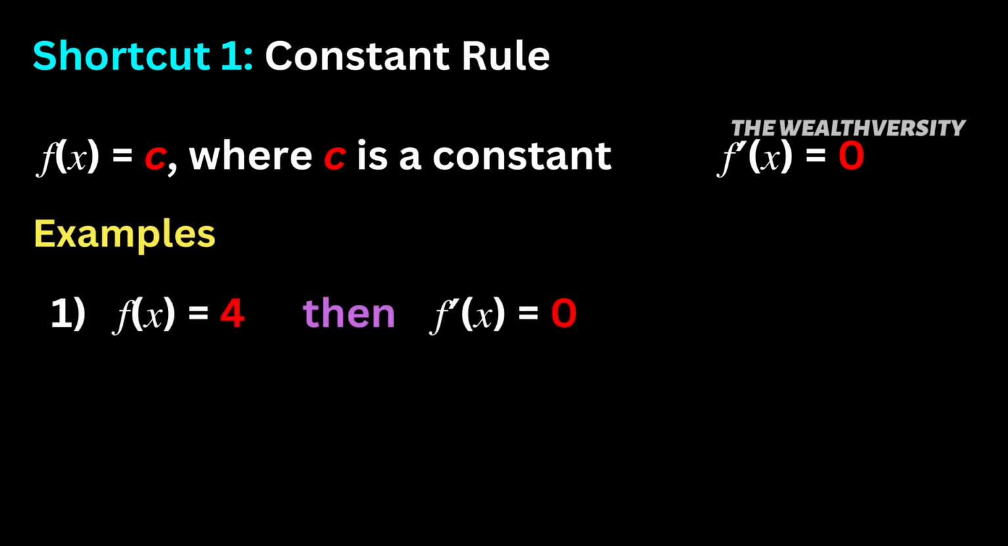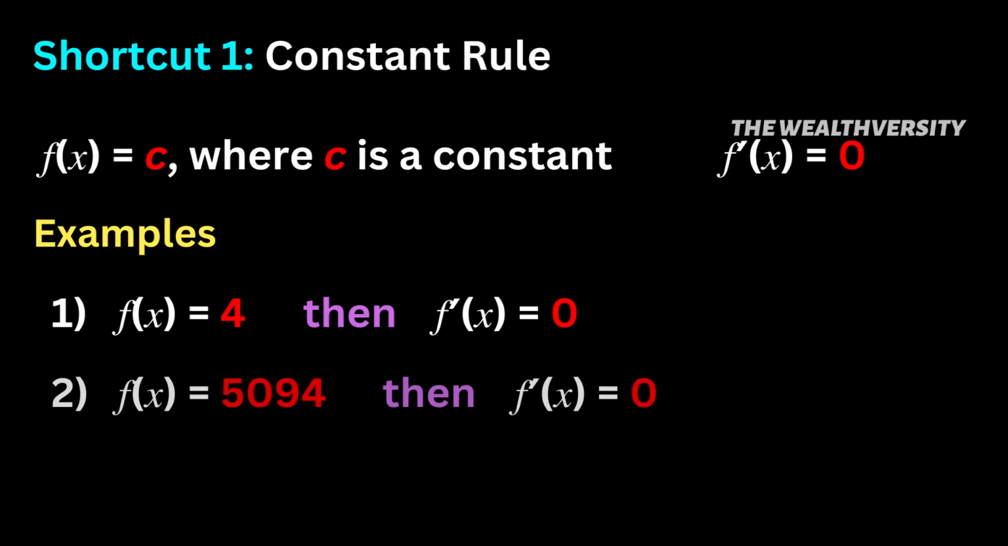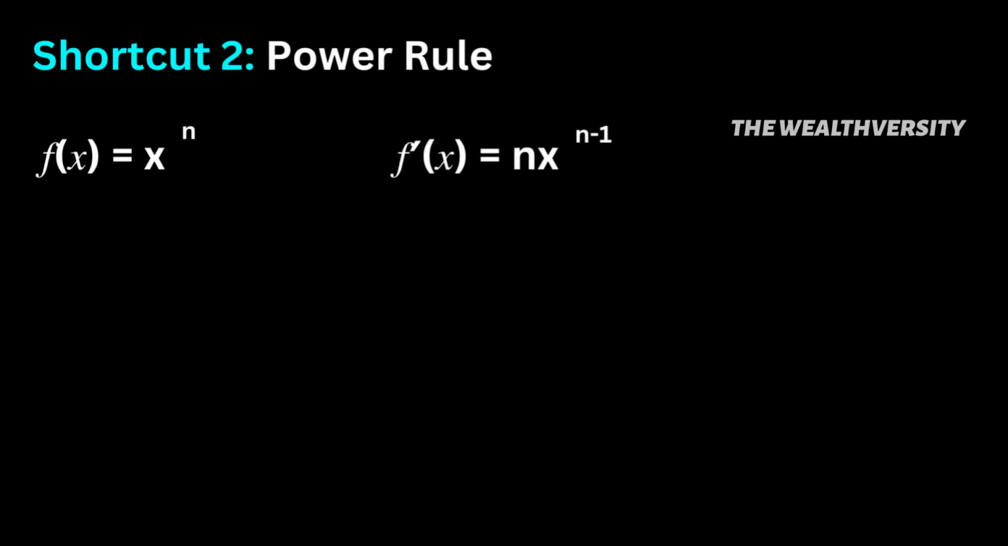Let's take a look at some examples. In the first example, we have f of x is equal to 4. 4 is just a number, which is a constant, so f prime of x is equal to 0. In the second example, we have f of x is equal to 5094, which is again just a constant, so its derivative is 0.